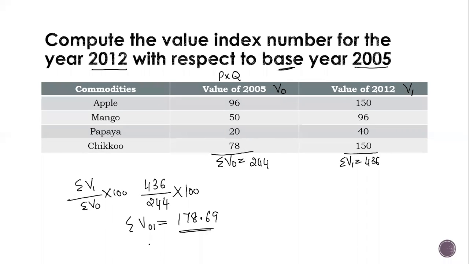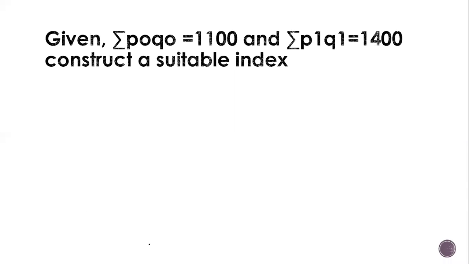So like this you have to calculate. Next one, last problem under value index number. Given summation P0 Q0 as 1100 and summation Q1 P1 as 1400, construct the suitable index. If you see here, it is price of the base year multiplied with the quantity of the base year, and price of the current year multiplied with the quantity of the current year. Which method will you apply? Which index number? It is value index number.